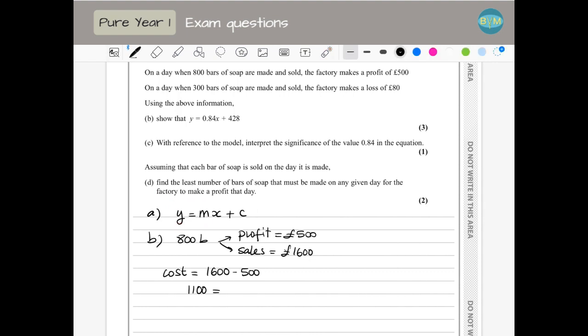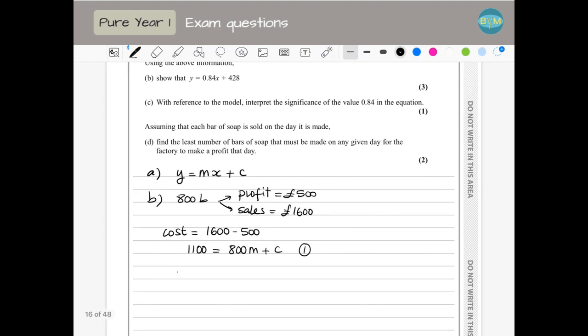to M, that we don't know, times the number of bars that are made, that are 800, so M times 800, and I'm going to write the 800 at the front, plus C, which means we have here one equation with M and C. Then the other thing that they say is, on a day where 300 bars are made and sold, they have a loss of £80, which means when 300 bars are made, the profit is negative and is minus £80.